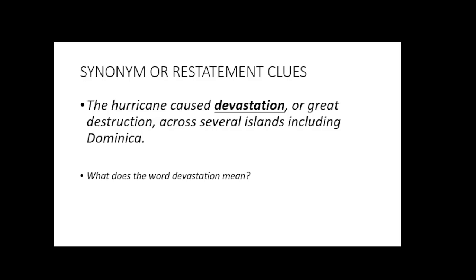The phrase or great destruction gives a synonym for devastation. Examples like this are great for helping you practice identifying synonyms as clues within a sentence. Very often, an author will use a series of adjectives separated by commas to describe a person, place, thing, or event.